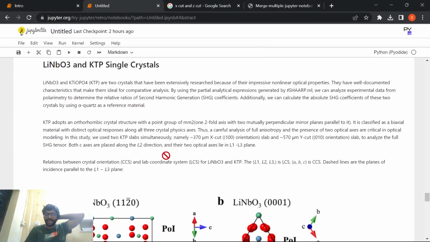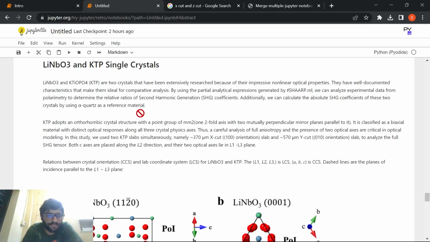Hello, I'm Ihsan Hussain and I'll be doing the LiNbO3 and KTP single crystals case study. LiNbO3 and KTiOPO4 are two crystals that have been extensively researched because of their impressive nonlinear optical properties. They have well-documented characteristics that make them ideal for comparative analysis. By using the partial analytical expressions generated by Sharp.ml, we can analyze experimental data from polarimetry to determine the relative ratios of SHG coefficients. Additionally, we can calculate the absolute SHG coefficients of these two crystals by using alpha quartz as a reference material.